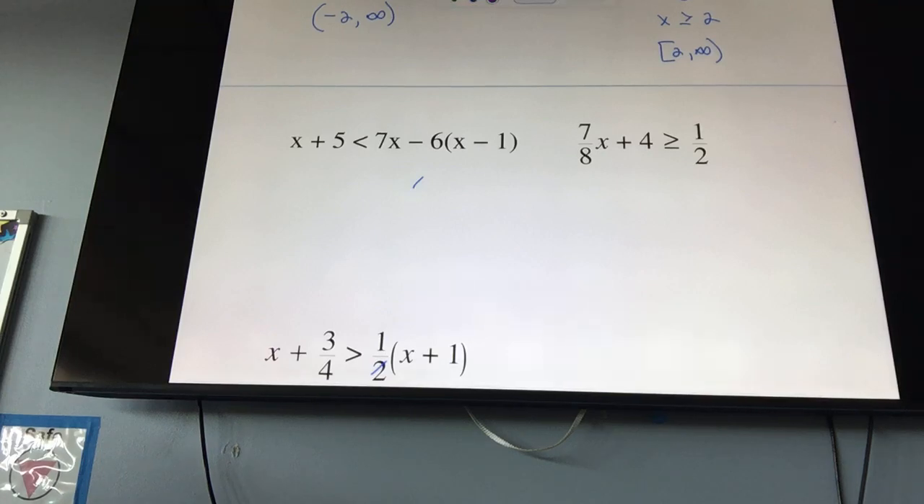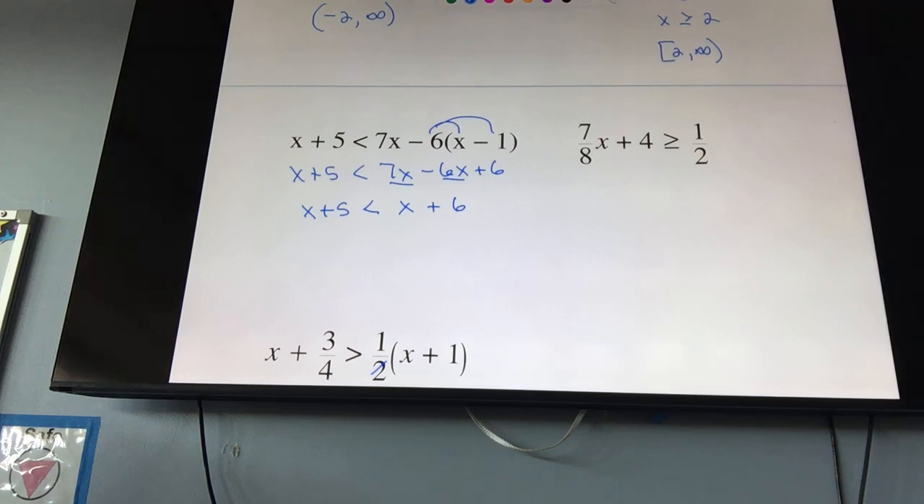Okay, this next one's going to be a special case. So I'm going to distribute first. X plus 5 is less than 7x, and then I distribute minus 6x plus 6. Collect your x's on the right. X plus 5 is less than x plus 6. My x's cancel each other out, and I get the statement 5 is less than 6.